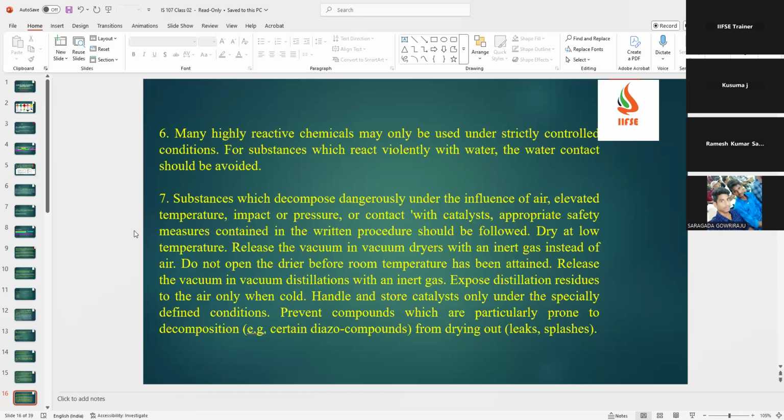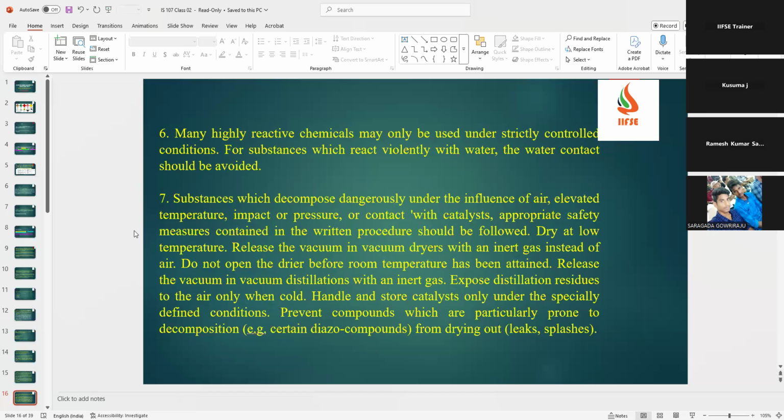Then dry at low temperature or release the vacuum in the vacuum dryers with an inert gas instead of air. Do not open the dryer before room temperature has been attained. Release the vacuum in the vacuum distillators with inert gases, and expose distillation residues to air only when it is cold. Handle and store catalyst only under specialized or defined conditions. Prevent components which are particularly prone to decomposition.